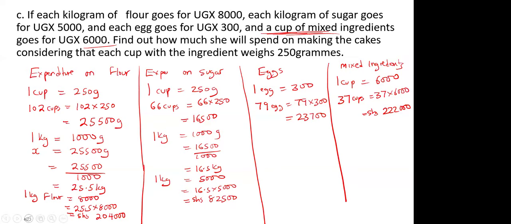Then the last part, they have asked you, now, what is the total? They asked you, find how much you should spend on making the cakes. Now on making the cakes, that means they need the total expenditure. So you come here and say, total expenditure. Expenditure is going to be, you add everything you have: 204,000 plus 237,000 plus 222,000 plus 82,500. So our total expenditure will be in shillings.